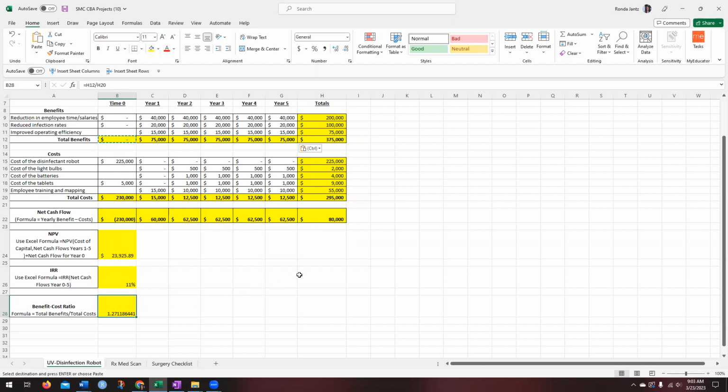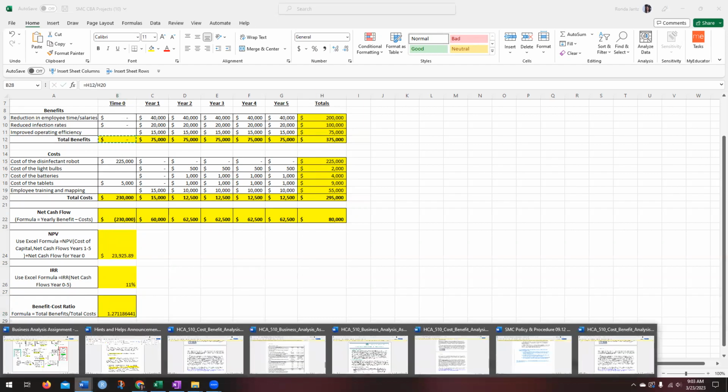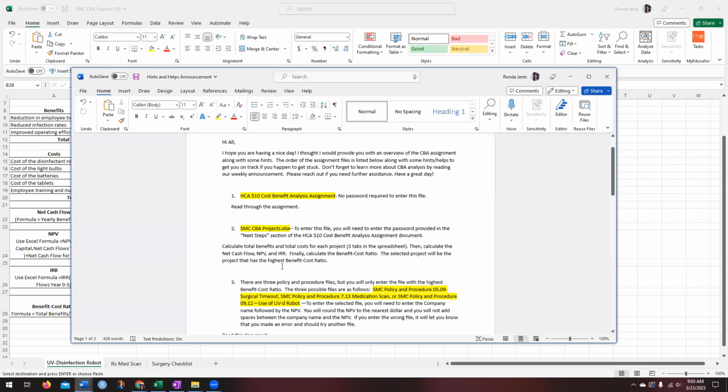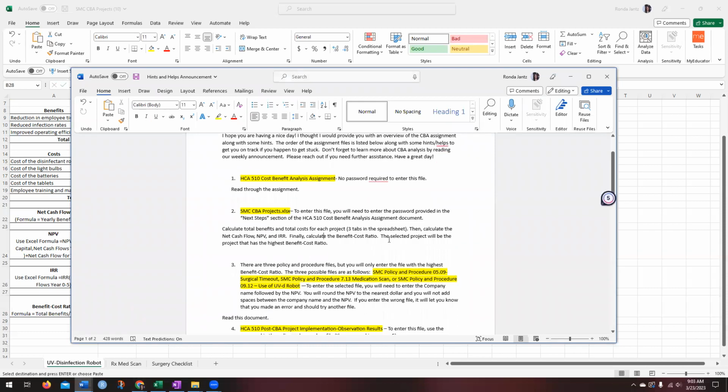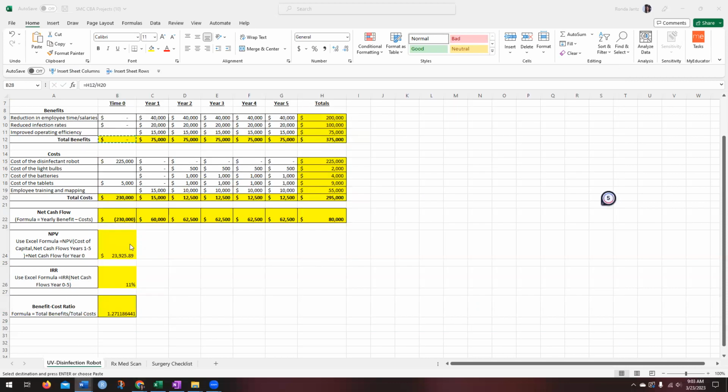So H12 divided by H20, 12 divided by 20, and you get a ratio. And then you can go look on my hints and helps where I tell you the selected project will be the project that has the highest benefit cost ratio. So which one of these three? So you're going to figure out for all three.